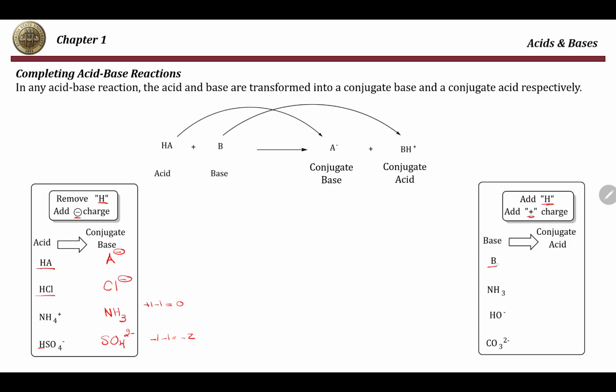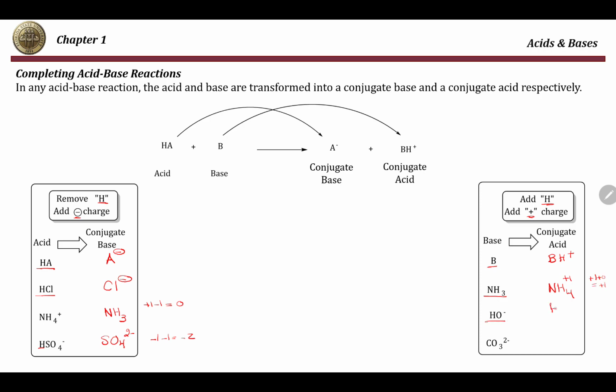For example, if we have B, we will just add H to it and a plus charge. NH3, add a hydrogen next to it, and this will be NH4, and then we add plus 1 here, because the original charge is plus 1 plus 0, so this is a total of plus 1.